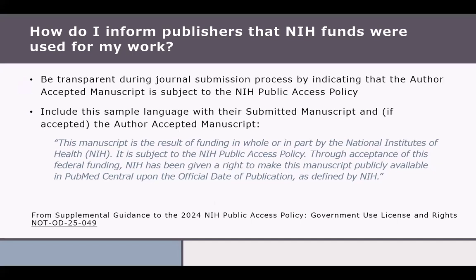All right, so how do I inform publishers that NIH funds were used for my work? It's very important that authors are transparent when submitting their article to a journal that the author-accepted manuscript is subject to this new policy. The NIH has provided some sample language to include both with the article submission and when posting your author-accepted manuscript on PubMed Central. You should include something like, this manuscript is the result of funding in whole or in part by the NIH. It is subject to the NIH Public Access Policy. Through acceptance of this federal funding, NIH has been given a right to make this manuscript publicly available in PubMed Central upon the official date of publication, as defined by NIH. So it's very important that you are upfront about that when making your submission.